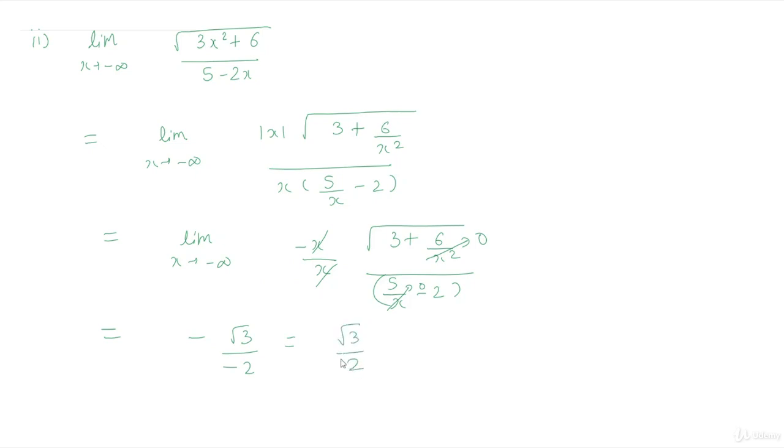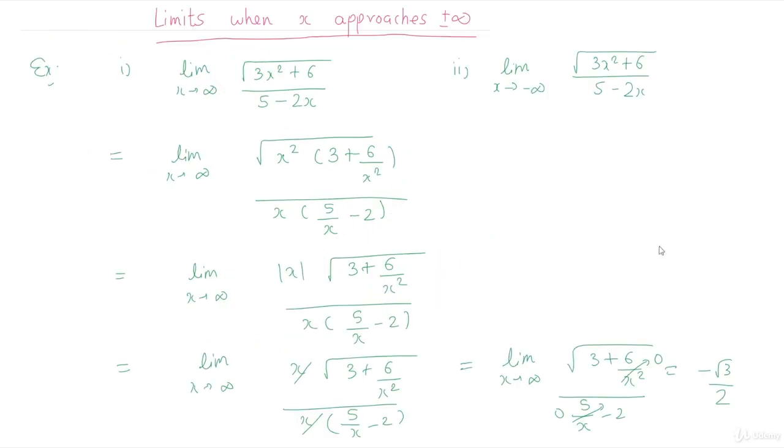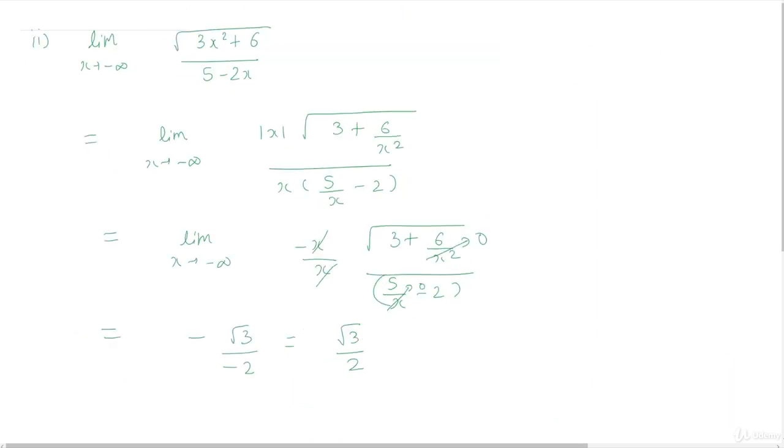So we can see that when x is approaching positive infinity, the answer came as minus root 3 by 2. And when x approaches negative infinity, for the same function, the answer came as root 3 by 2. So hope guys, you might have understood how to compute limits when x approaches positive or negative infinity. So this is it for all the limit concepts. Now we will cover the miscellaneous examples in the next video. Thank you for watching.